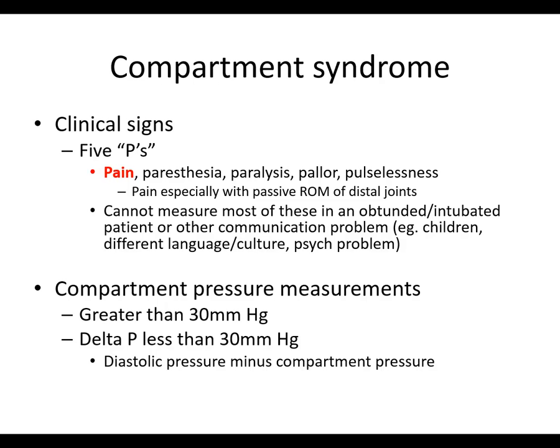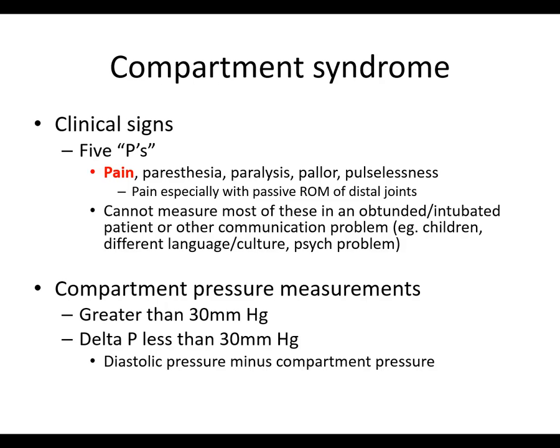The clinical signs are the so-called 5 Ps: pain, especially pain with passive range of motion and pain out of proportion to what you would normally expect, paresthesias, paralysis, pallor, and pulselessness. You can't measure most of these in an obtunded and intubated patient or somebody you can't communicate with, for instance somebody with a psychiatric problem. You also have to be very careful with someone who has a different language or culture where their pain is expressed differently, or maybe they're more stoic and don't speak your language. And in children, sometimes they can't communicate this well and they just seem anxious.